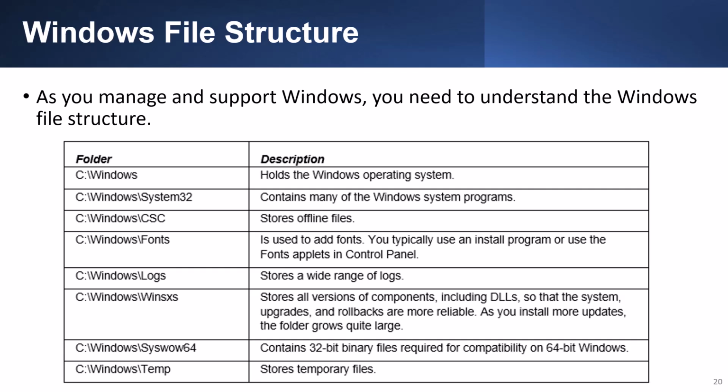As you manage and support Windows, you need to understand the Windows file structure. The Windows folder holds the Windows operating system. The System32 folder in Windows contains many of the Windows system programs. The CSC folder stores offline files, and the Fonts folder is used to store the fonts used in Windows. The Windows Logs folder stores a wide range of logs, and the WinSxS folder stores all versions of components including DLLs. This folder is used for upgrades and rollbacks. The SysWOW64 folder contains 32-bit binary files required for compatibility on 64-bit Windows, while the Temp folder stores temporary files.